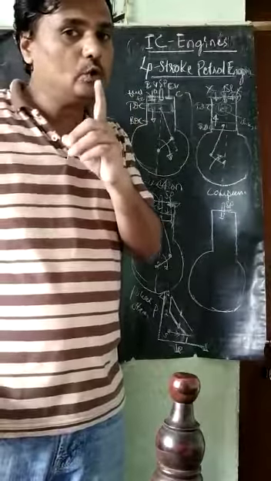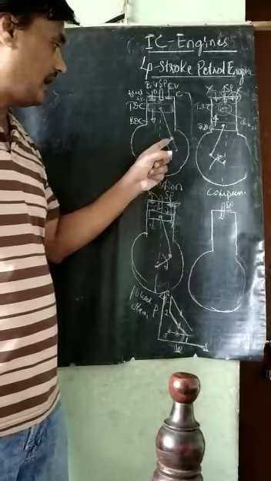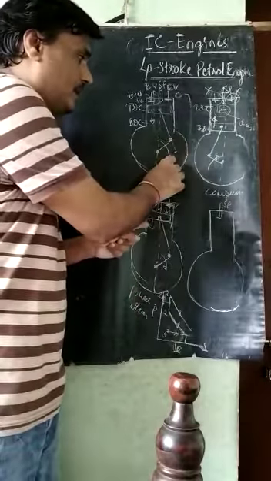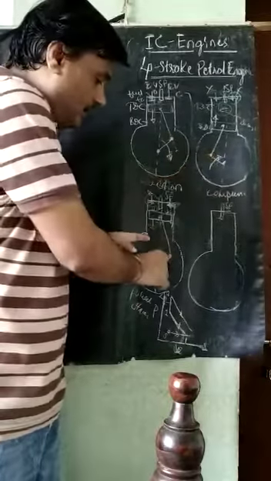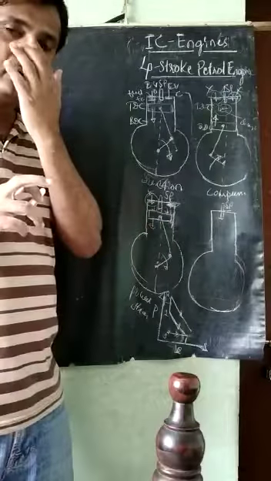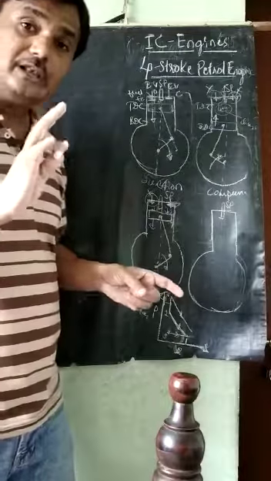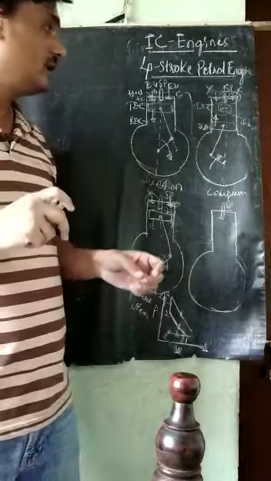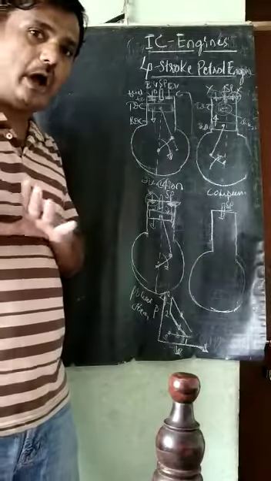How many revolutions of the crank have been made now? Here it is a half revolution. Here it is another half revolution. One revolution has been completed. Here is another half revolution, so 1.5 revolutions. In these 1.5 revolutions, we are getting one power stroke. The cycle is still not completed. Another stroke is there, that is the exhaust stroke. The exhaust gas has to go out.